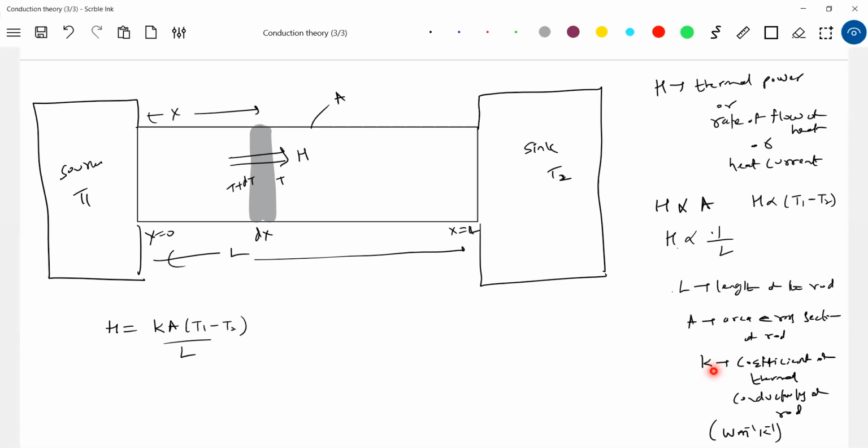If it is a good conductor of heat, the value of K will be more. If it is a bad conductor of heat, the value of K will be very less. So like that, K is very important. You can ask questions, sir, what is the use of this? Why do we have to study?